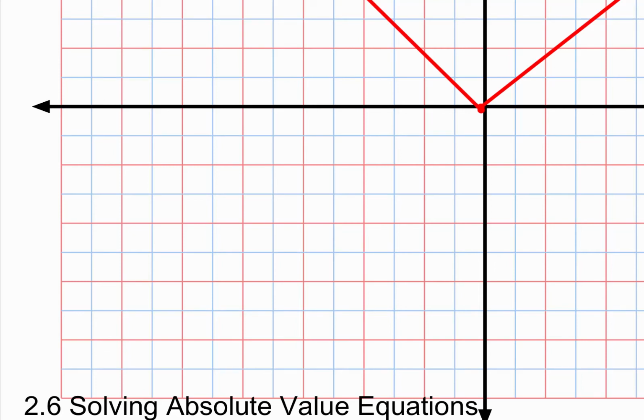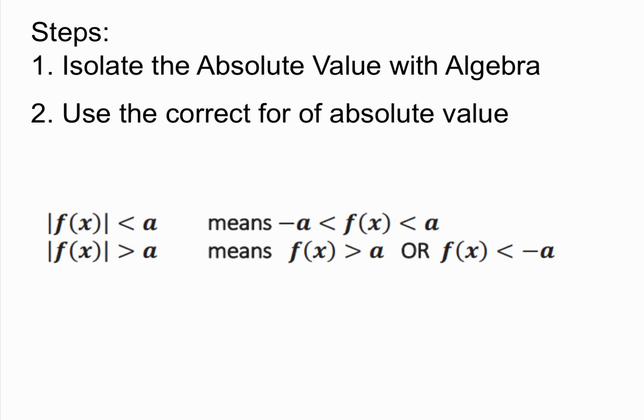Now we're going to do some absolute value equation solving. The steps for solving an absolute value equation is to isolate the absolute value itself, and you're going to use just good algebra. And then the trick is you have to choose the correct form for the absolute value.